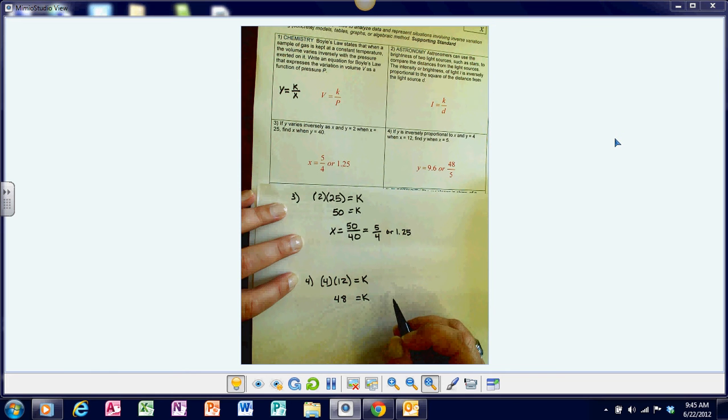And now we need to find y when x is 5. So we'll start with y equals 48 over x, which is 5, or 9.6.